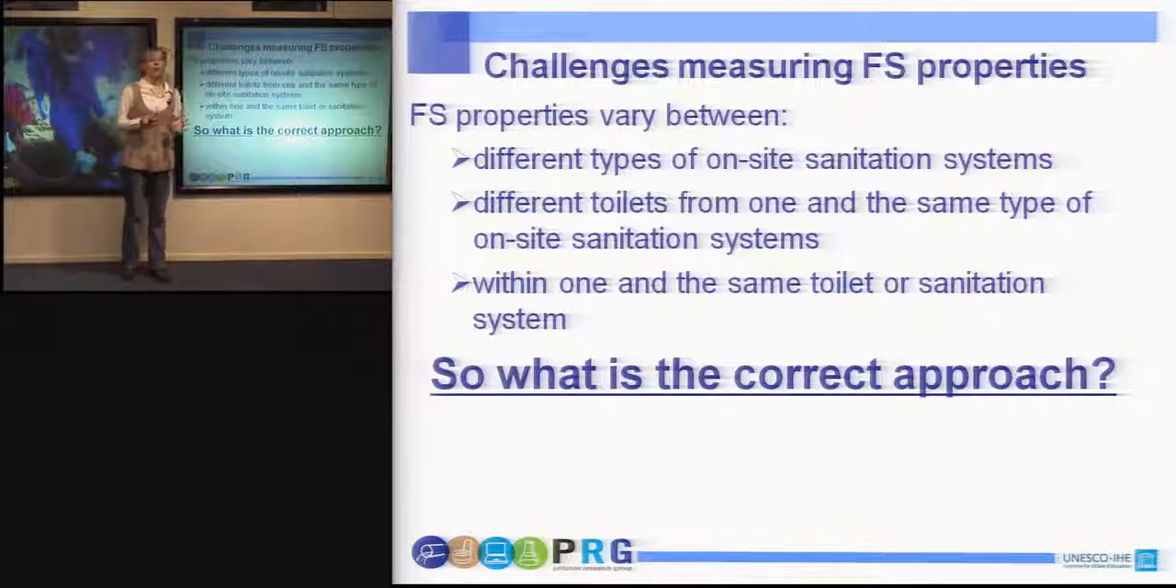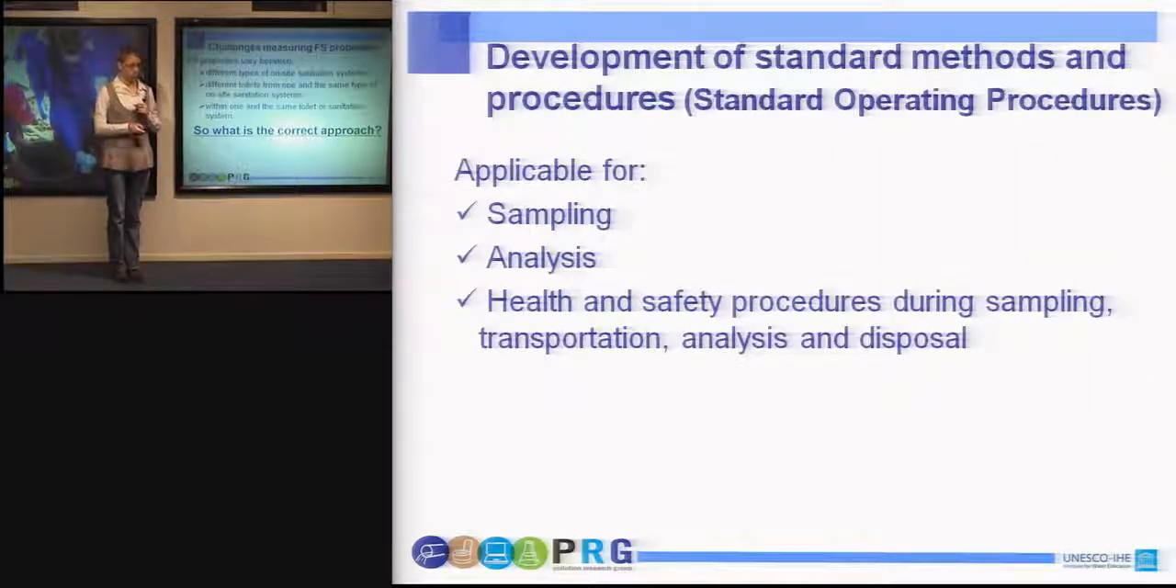And for that reason, we also have high variation of the properties when we collect sludge coming from one and the same toilet facility. Why? Because at the different sections of the sludge, you have different degradation rate, hence different moisture content, and this would also result in heterogeneity of the sludge properties within one and the same toilet facility. So what is the correct approach for measuring the fecal sludge properties then?